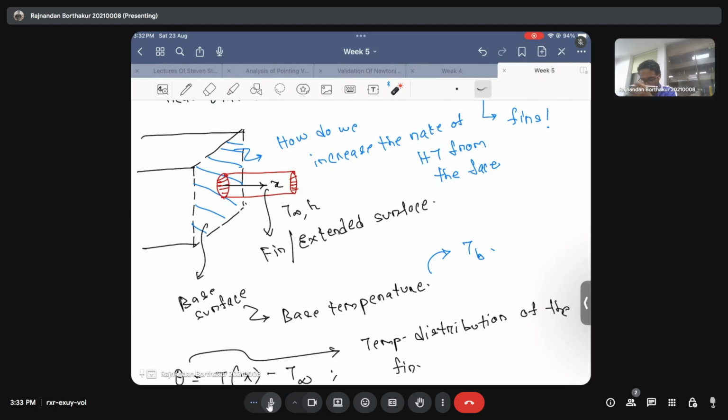The other two conditions you have already derived, or this is available in your prescribed book for the course. You can look into your textbook for the other two tip boundary conditions. So the bottom line is that depending on the tip boundary condition, your expression for the rate of heat transfer from the fin surface will get changed.